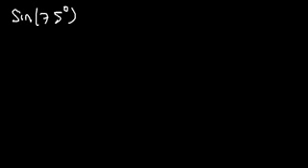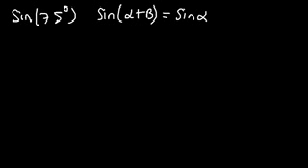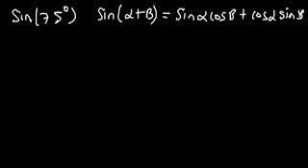But let's use the equation to figure this out. So we're going to use this one: sine(alpha plus beta) is equal to sine alpha cosine beta plus cosine alpha sine beta. I believe that's the equation. I'm just going by memory here, but you know which equation I'm talking about if you have taken trig. So we need two angles that add up to 75. In this case, 45 and 30.